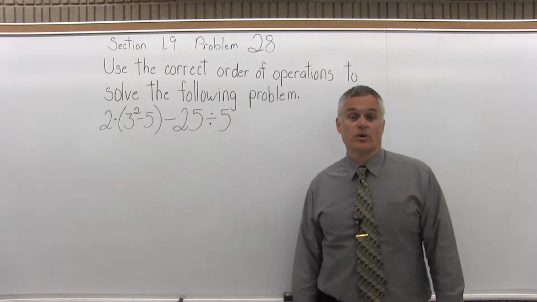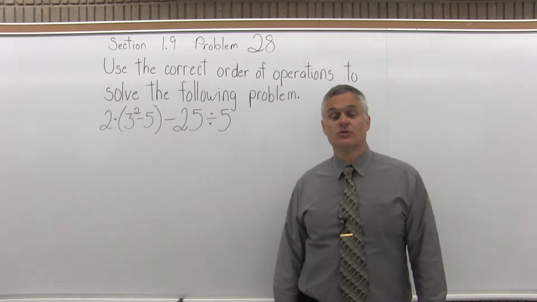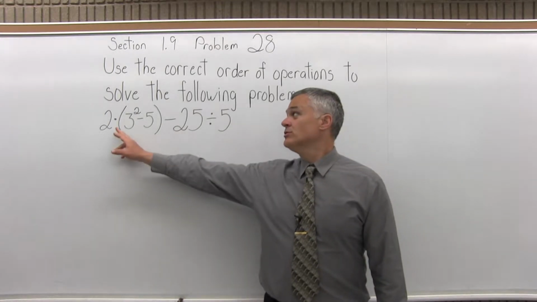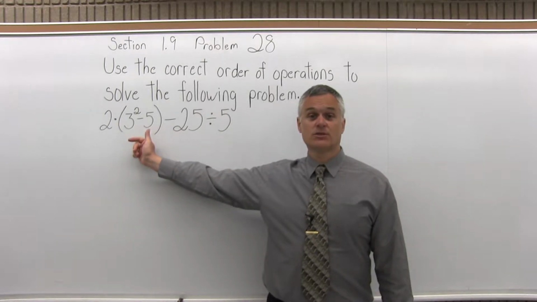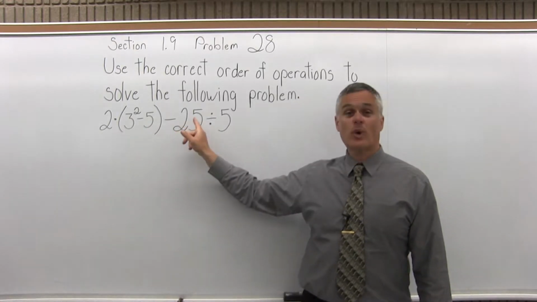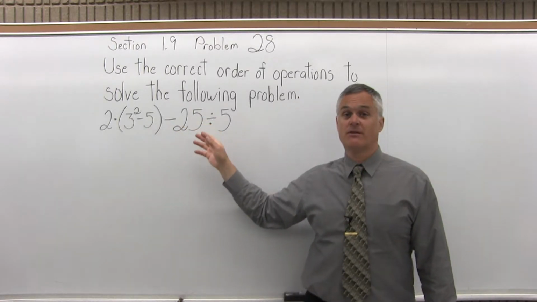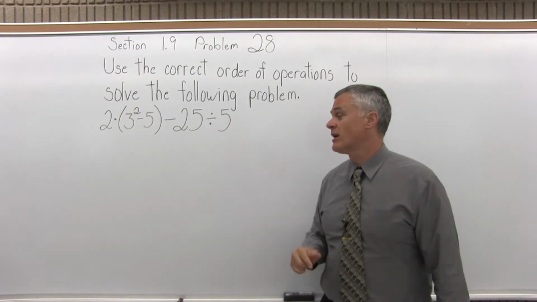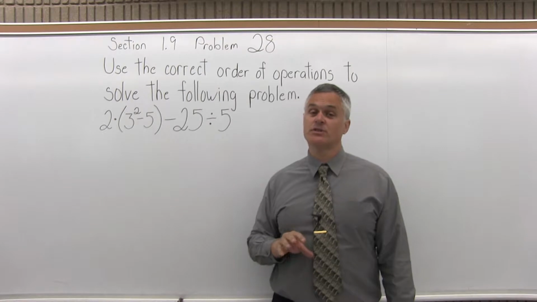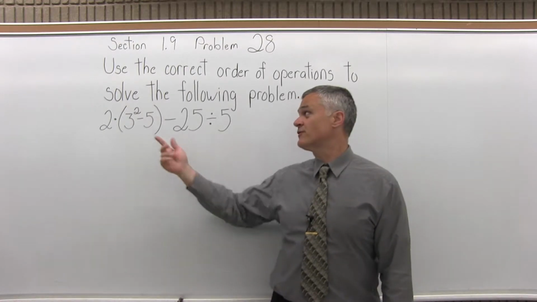This is Section 1.9, Problem 28. It says use the correct order of operations to solve the following problem. And we have 2 times, in parentheses, 3 to the second power minus 5, then minus 25 divided by 5. So now there are a lot of things to keep track of, but I do see parentheses. So if you have parentheses, you need to do the parentheses first.